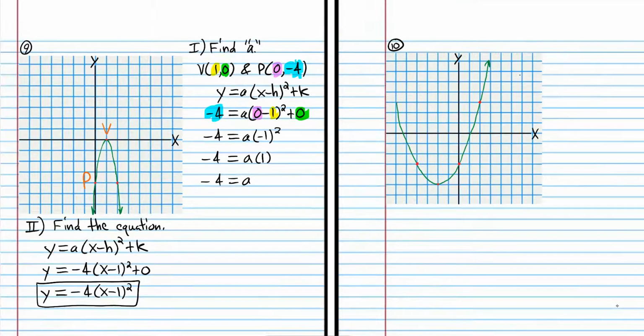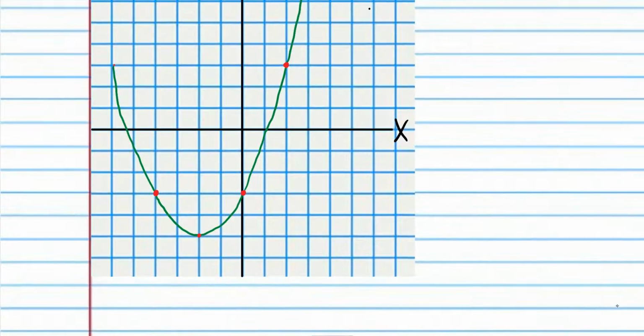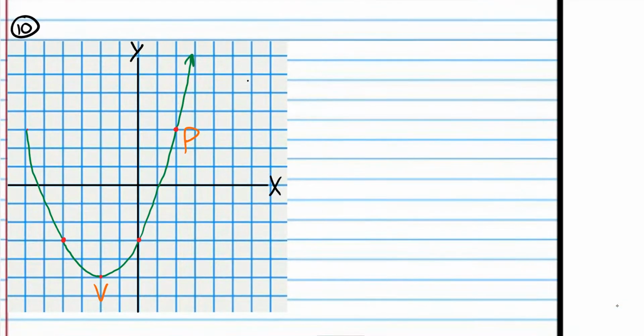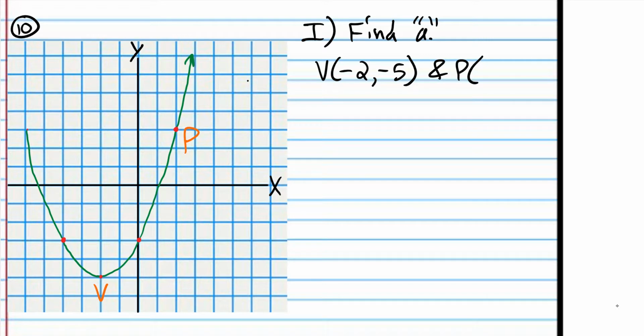All right, we're back. So I'm going to label the vertex, and I'm actually going to use this point up here. If you used a different point, that's okay. If you do the math correctly, you should get the same answer. So first step, of course, is to find a, and the coordinates of the vertex are (-2, -5), it looks like, and the other point that I'm using is (2, 3).